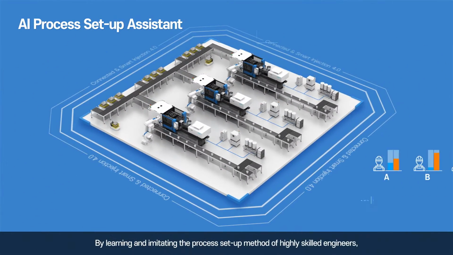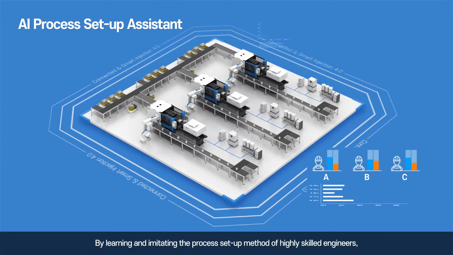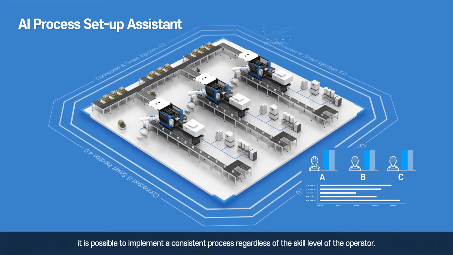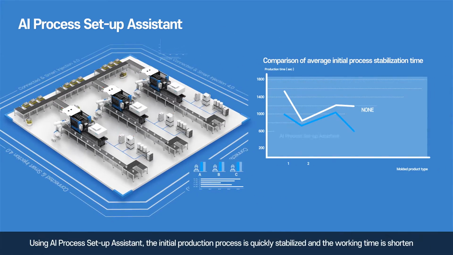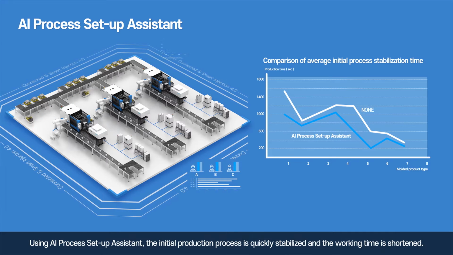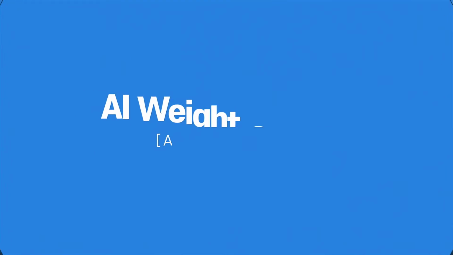By learning and imitating the process setup method of highly skilled engineers, it is possible to implement a consistent process regardless of the skill level of the operator. Using AI Process Setup Assistant, the initial production process is quickly stabilized and the working time is shortened.